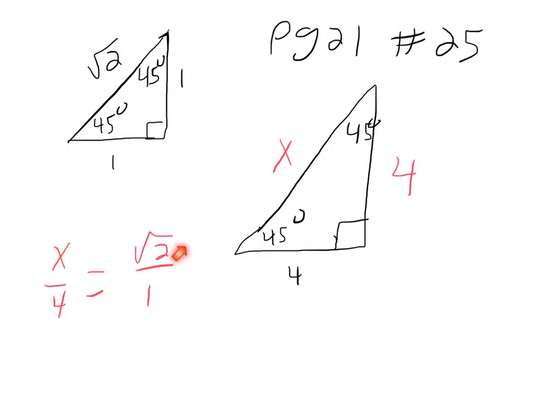Then you just cross multiply to solve that, and so x would equal 4 square root of 2, which they may want you to put in the calculator and get a decimal. Hope this helps.